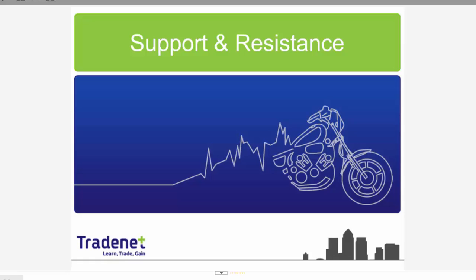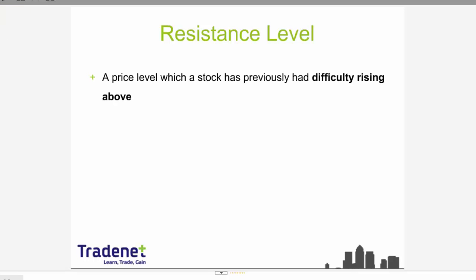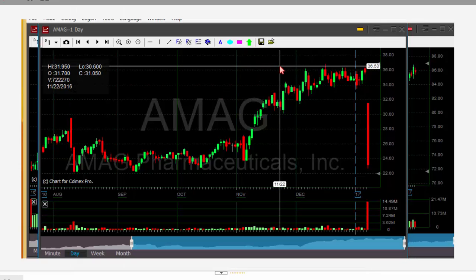Okay, let's talk about support and resistance. First, we talk about resistance. So, why do we have resistance? There are several reasons why we have resistance. Resistance is first the point where a stock is being stopped from moving higher. Okay, let's go again to share screens here. AMAG, that's resistance. That's a very clear resistance area. Okay, area, by the way.